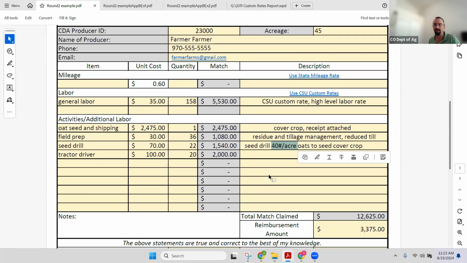Miller, you got anything you want to add before I move on to the next example? All right, looks good. Okay.